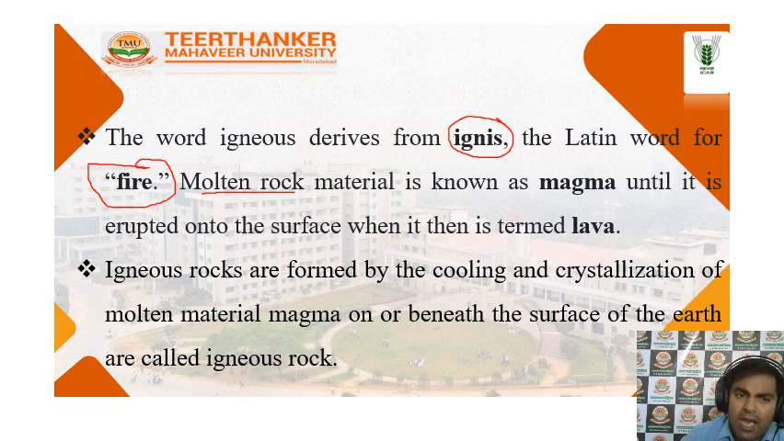Actually, I have shown in the first slide that some material is erupted and comes above the surface. That is known as the extrusive material, and after the cooling and crystallization of that material, whether it is magma or lava, it becomes rock.